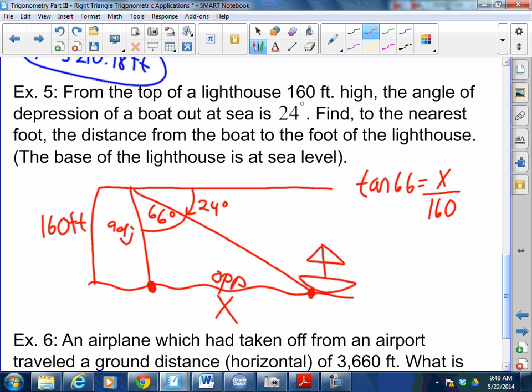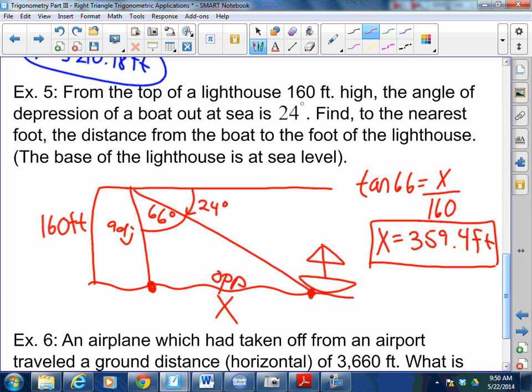Go ahead and calculate it, guys. What's tangent of 66 times 160? Tangent of 66 times 160 would equal 359.4. I didn't specify to the nearest foot or anything. So, feet. There it is.